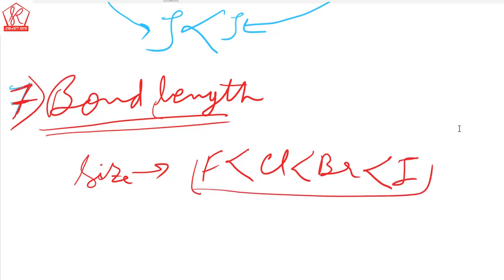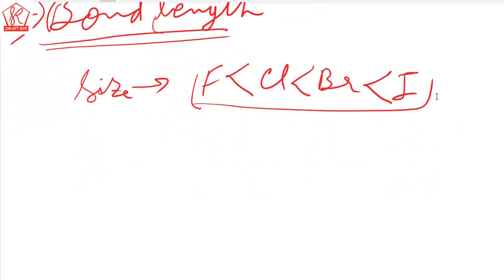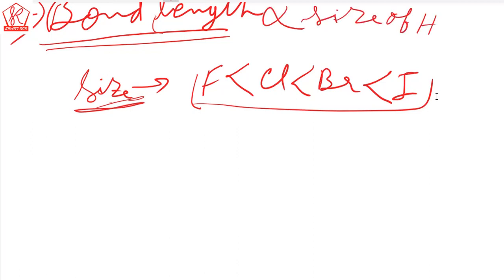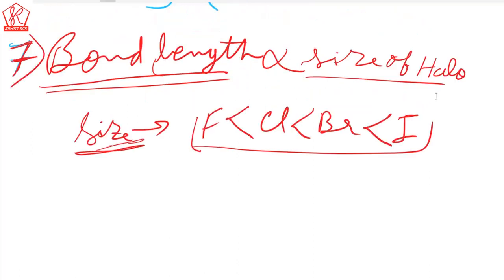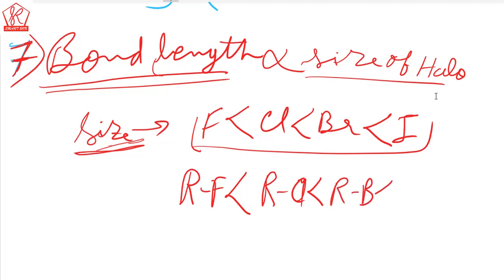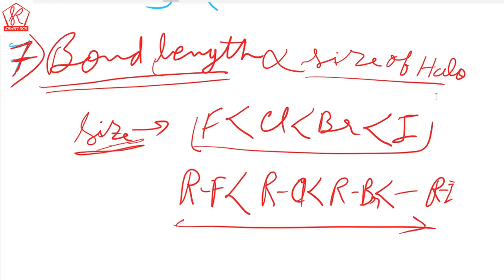As we can see, the bond length depends on the size and is directly proportional to the size. So the more the size of the halogen, the more the bond length. Here RF has the smallest bond length, RCl is after that, RBr is after that, and RI is at the last. So this is all about the bond length. The bond length increases in this order.